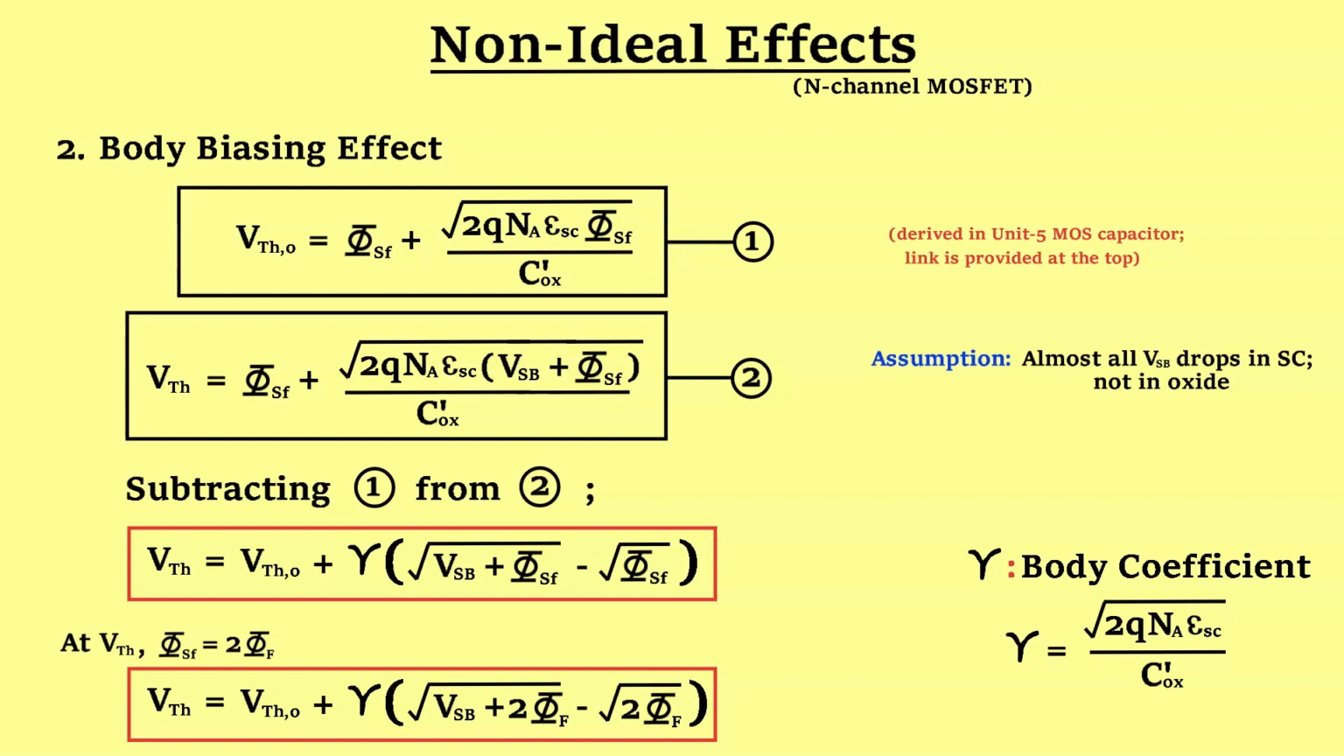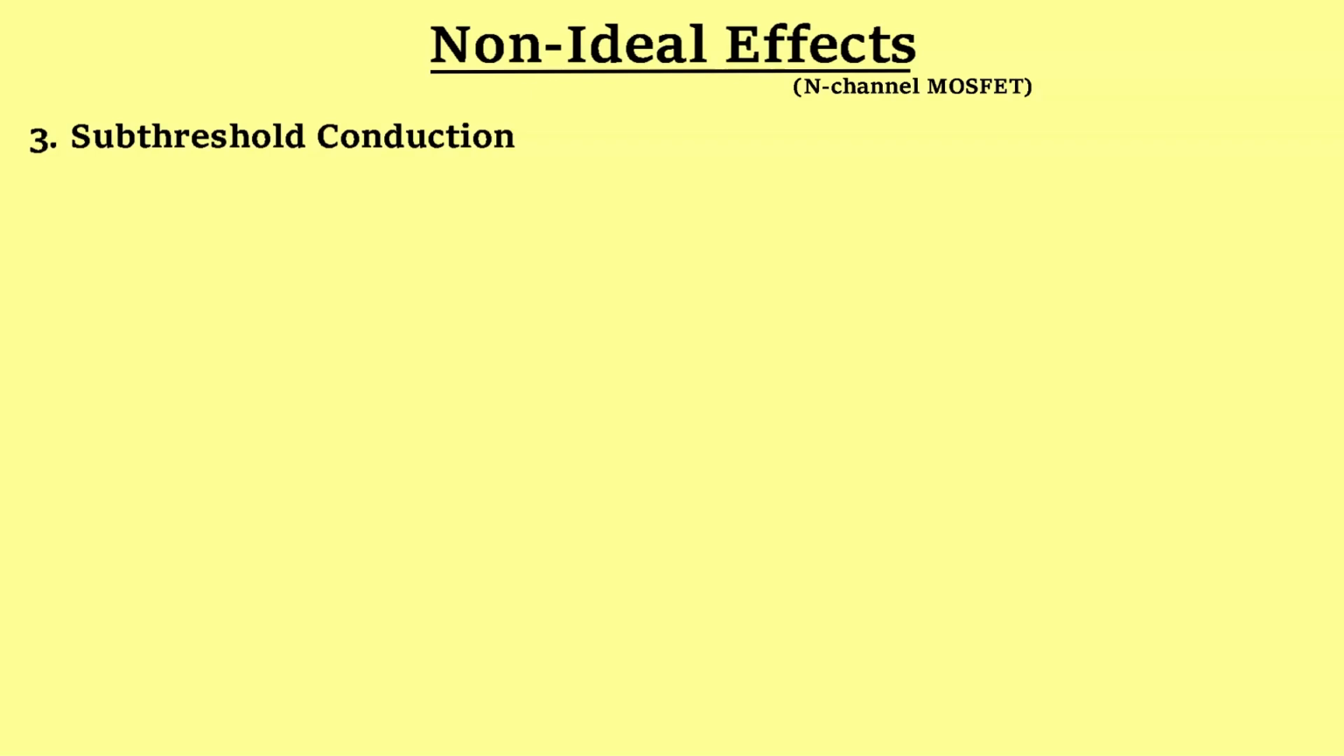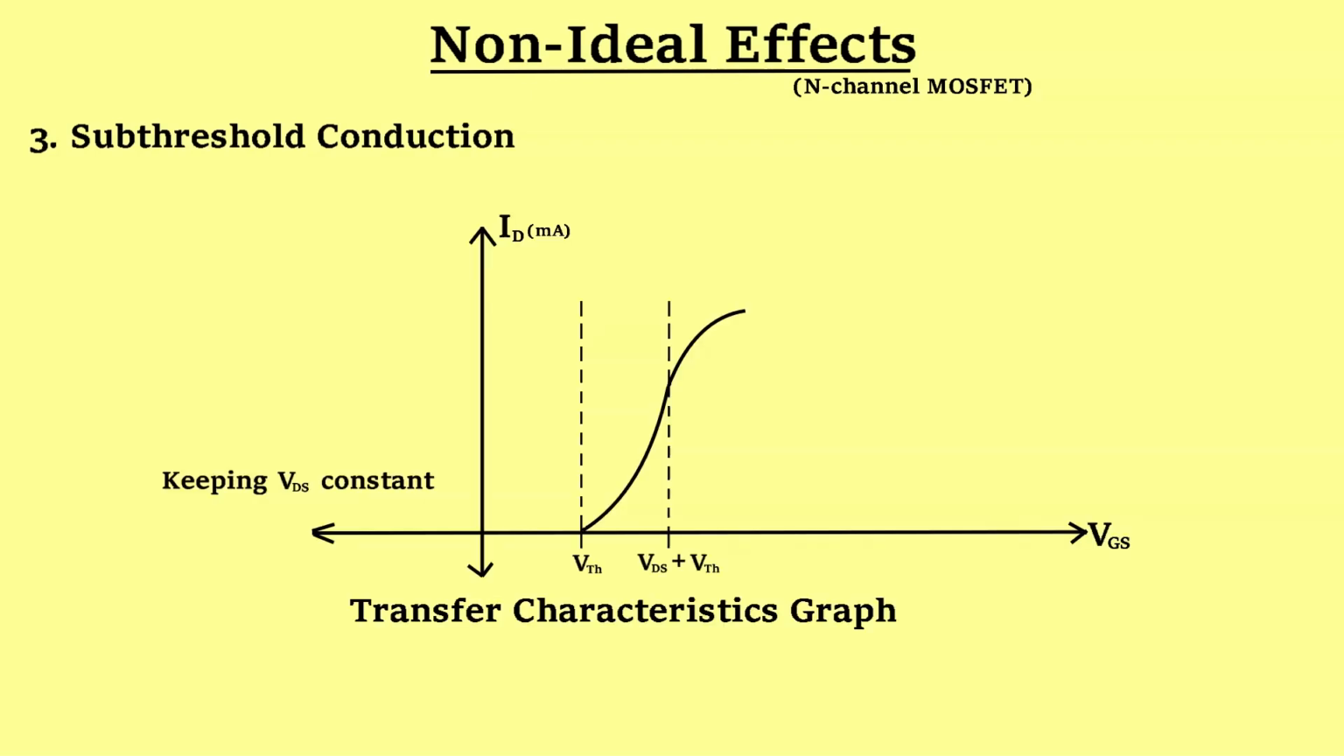Except channel length modulation, all the other non-ideal effects like body biasing effect and the ones which we are going to discuss next occur in both enhancement and depletion type MOSFET. Our next non-ideal effect is subthreshold conduction. We have assumed when the gate to source voltage is smaller than threshold voltage, then there will be no current flowing inside the MOSFET. But practically, the situation is quite different.